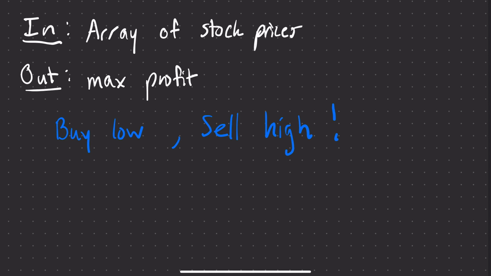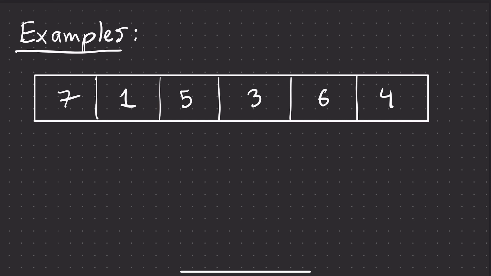All right, so let's go over some examples. Okay, so this is our first example. So for this input, the solution would be 5. So why would it be 5? You can basically look and see that we can buy on this day at the price of 1, and then sell on this day at the price of 6. So our profit is 6 minus 1, which is 5.